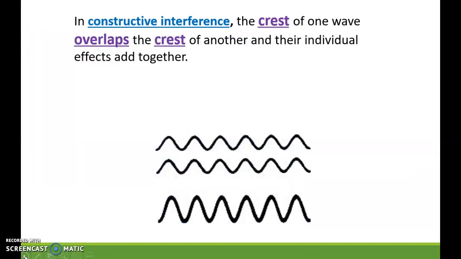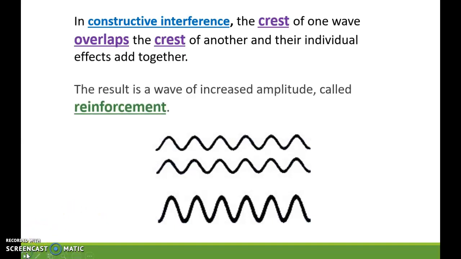Constructive interference is when the crest of one wave overlaps the crest of another, and their individual effects add together. So constructive is adding together. Okay, notice in the picture. And then the result is a wave of increased amplitude called reinforcement.